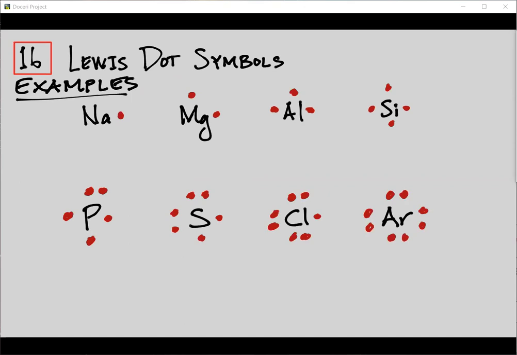So on the test, this should be a freebie, right? You should be able to identify or select the correct Lewis dot symbol for any elements in the periodic table.